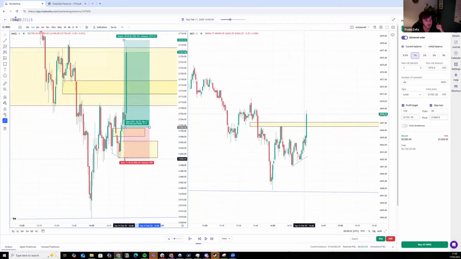You want to be targeting at least a 1-to-1. And if you can't get a 1-to-1, then put your stop loss a little bit tighter and take the risk. But as I said, there's a bit of discretion that comes into this model.